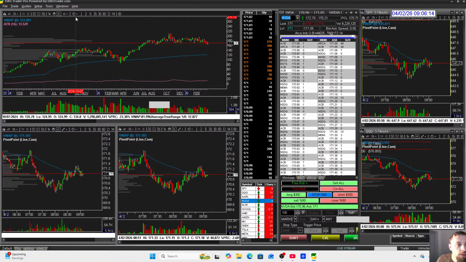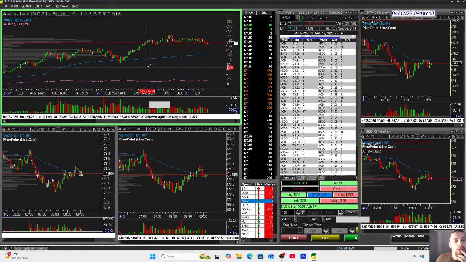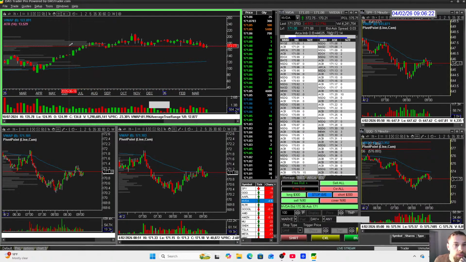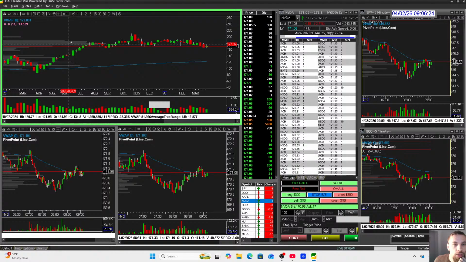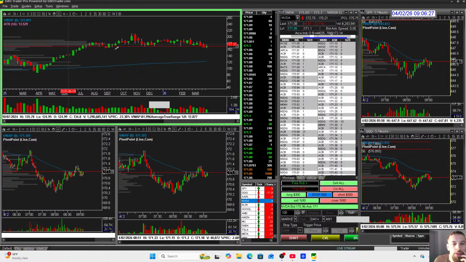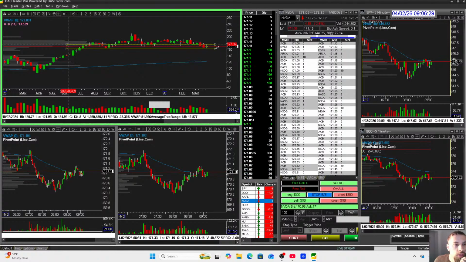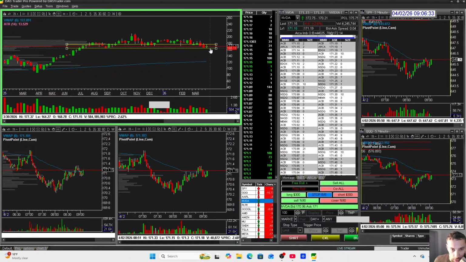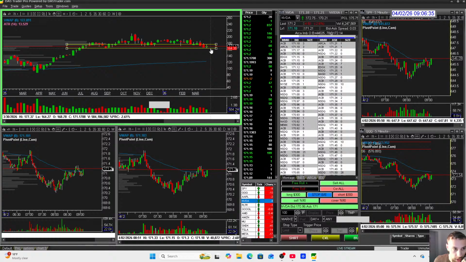Nvidia here still just been range bound. Nvidia always in play though. Area of resistance here 177. Like to see price get to there before I make a move. Low being 165.